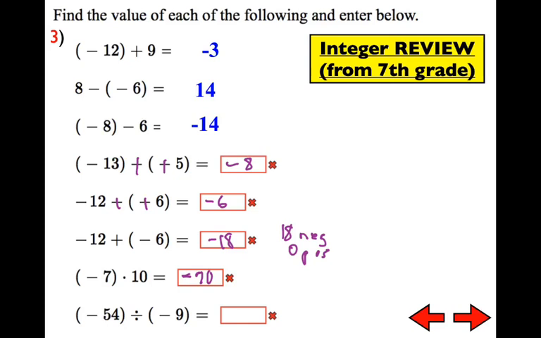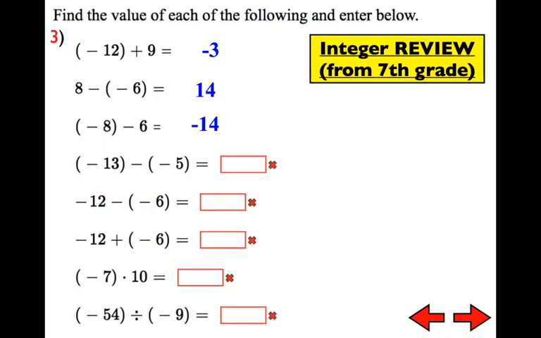And in the last problem, the signs of the numbers are the same. So remember, anytime we multiply or divide numbers, if the signs are the same like they are in this one, the answer will be positive. So from there, 54 divided by 9 is 6. So the answer here is positive 6. So that was just a quick refresher on integers.